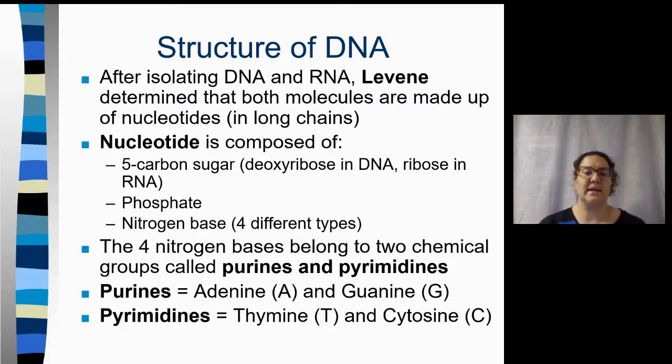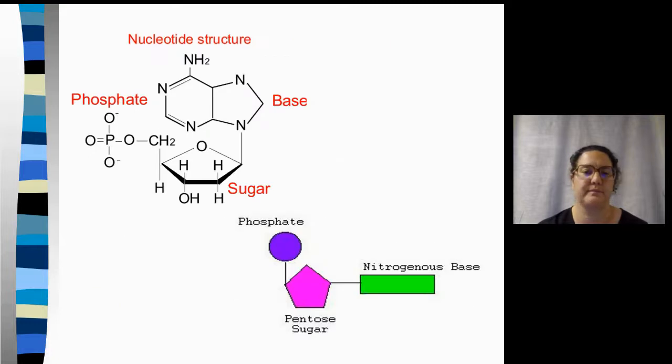After isolating DNA and RNA, Levine determined that both molecules are made up of nucleotides in long chains. Nucleotides are composed of a 5-carbon sugar, deoxyribose in DNA and ribose in RNA, a phosphate, and one nitrogen base. There are 4 different types. Those 4 nitrogen bases fall into 2 different chemical groups, purines and pyrimidines. Purines are adenine and guanine, and pyrimidines are thymine and cytosine.